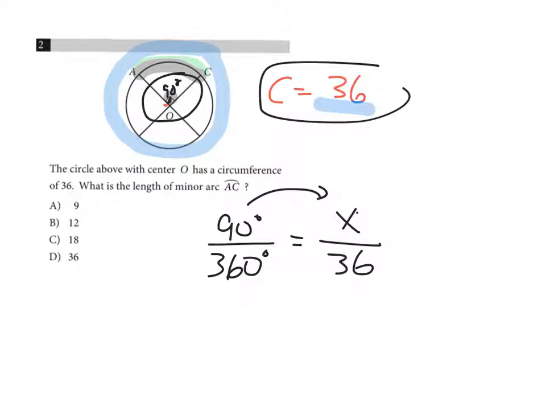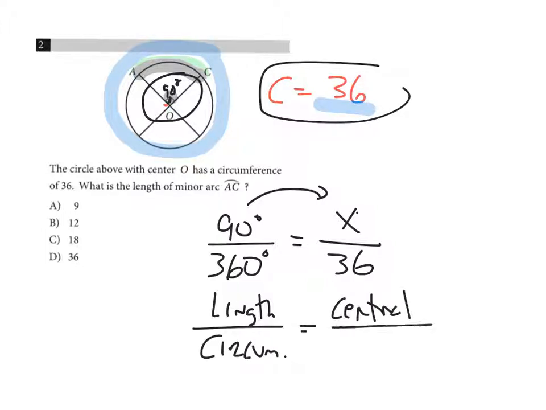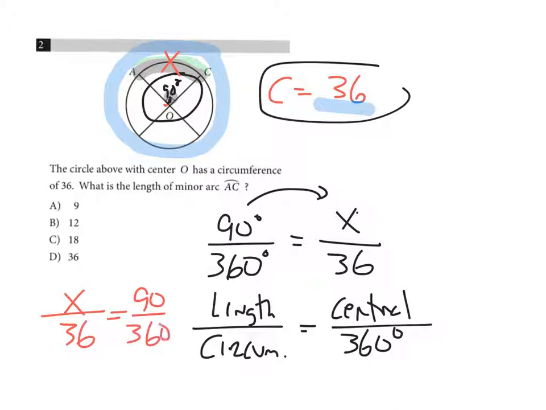You were taught a formula in geometry that said the length of the arc over the circumference equals the central angle over 360. And this is kind of what we have going on here. If I plug that in, the length of the arc, that's what I'm solving for, over the circumference, which is 36, equals the central angle, which is 90 over 360. So it's kind of just flipped from what you're used to seeing.